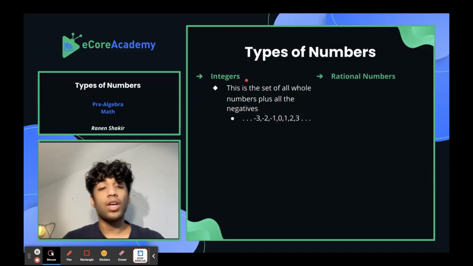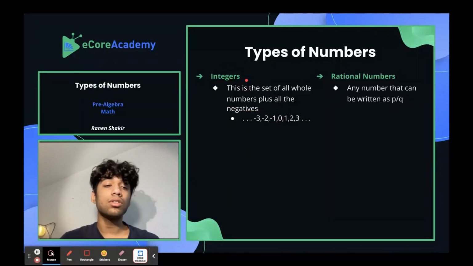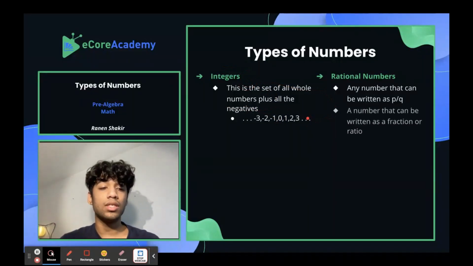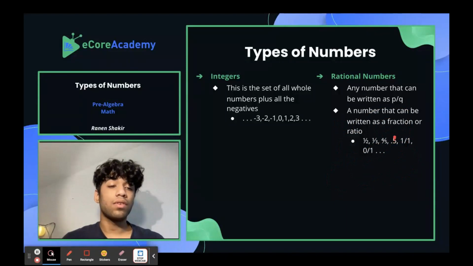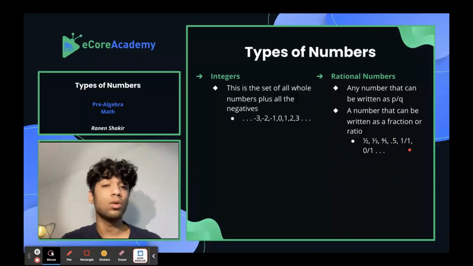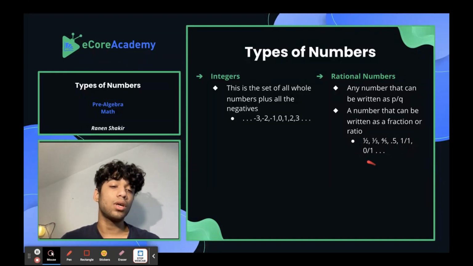And then this next one we have here is rational numbers. Rational numbers are any number that can be written as p over q. What this means is a number that can be written as a fraction or a ratio. Some examples here are 1/2, 1/3, 4/5, 0.5, which is the same thing as 1/2, 1 over 1, which is the same thing as 1, because anything over itself is 1. And then we have 0 over 1, and 0 over anything is 0. Those are rational numbers.